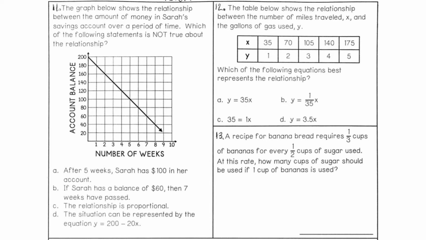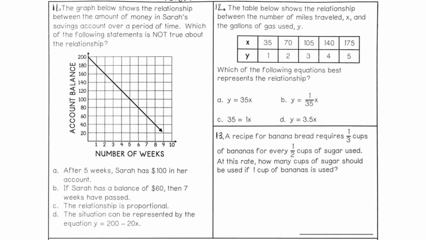Number 11, the graph below shows the relationship between the amount of money in Sarah's savings account over a period of time. Which of the following statements is not true about the relationship? The y-axis is the account balance. The x-axis is the number of weeks. A, after 5 weeks, Sarah has $100 in her account. B, if Sarah has a balance of $60, then 7 weeks have passed. C, the relationship is proportional. D, the situation can be represented by the equation y equals 20 minus 20x.